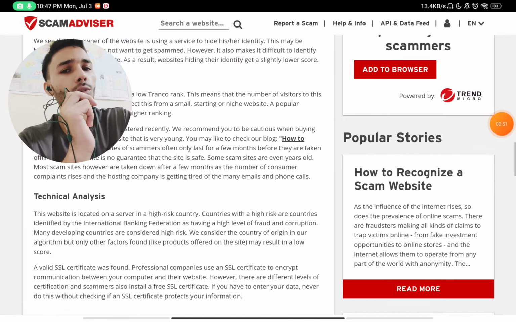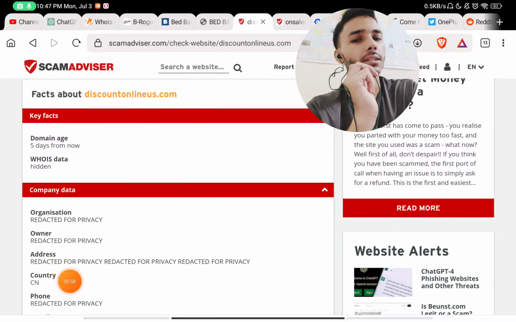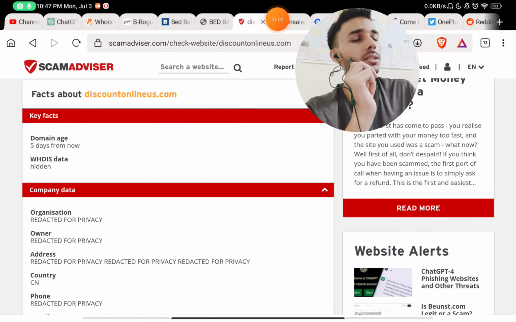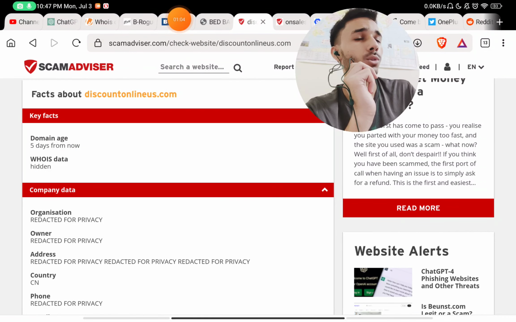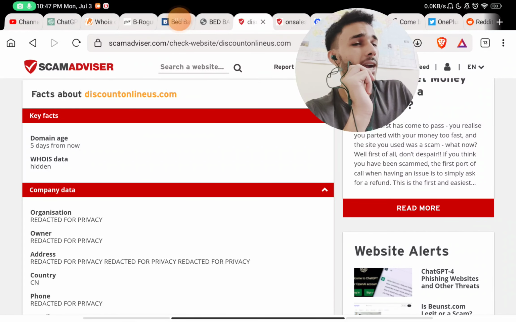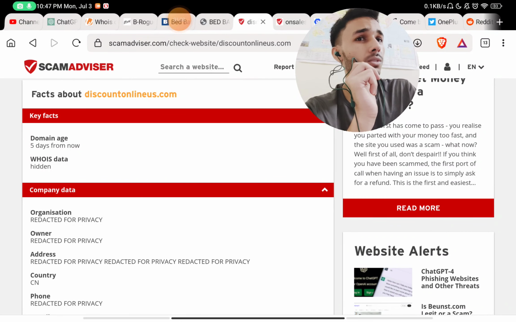You will see all the owner details are redacted for privacy. If you look at the owner details here, the organization, owner, address, and country are all hidden. This is a huge red flag, and the website was registered just 5 days ago. So this is a very young website and this is a scam.